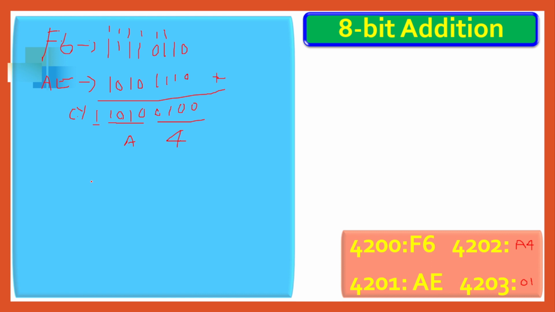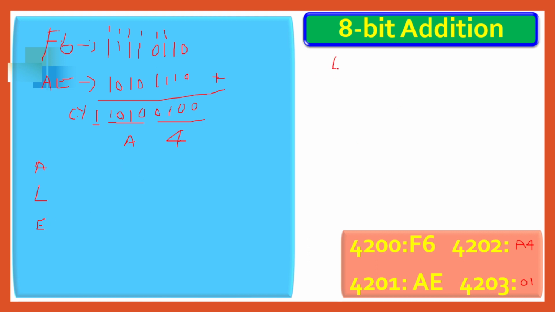Before writing the program, we formulate which registers we are going to use. For addition, we always have to use the accumulator for one of the data. The other register you can use any of B, C, D, E, H, L. For example, I am going to use the L register. Then for carry I am going to use the E register.